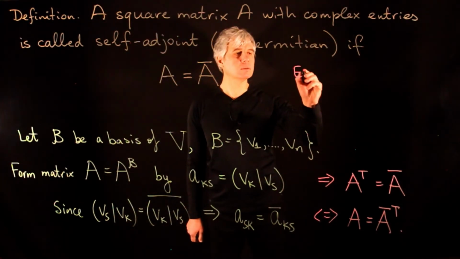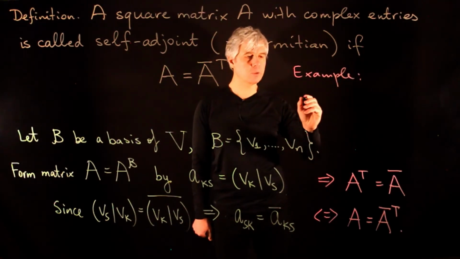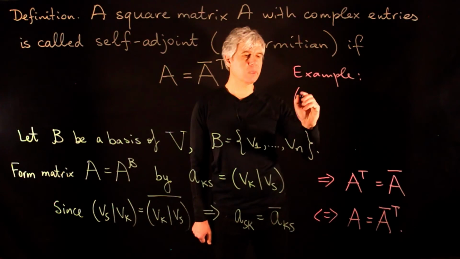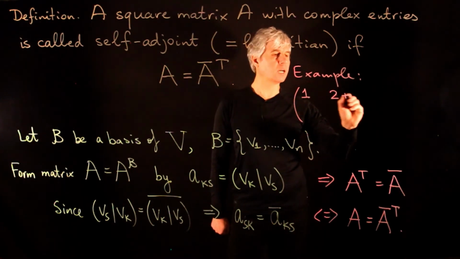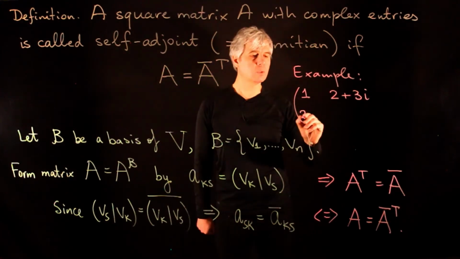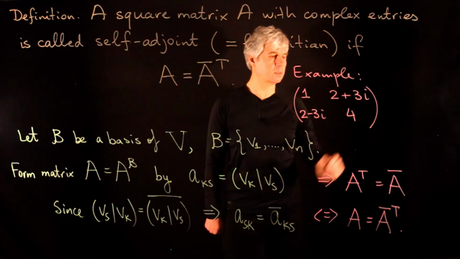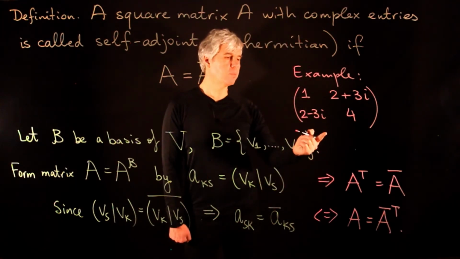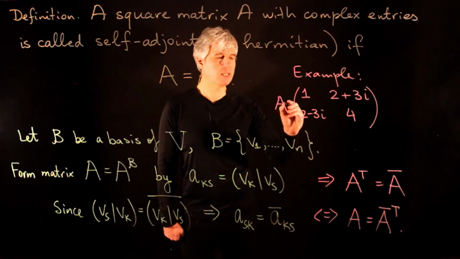An example of a self-adjoint matrix will be something like this: 1, 2 plus 3i, 2 minus 3i, and 4. If we take the transpose of this matrix and then conjugate the result, we will get the same matrix A.